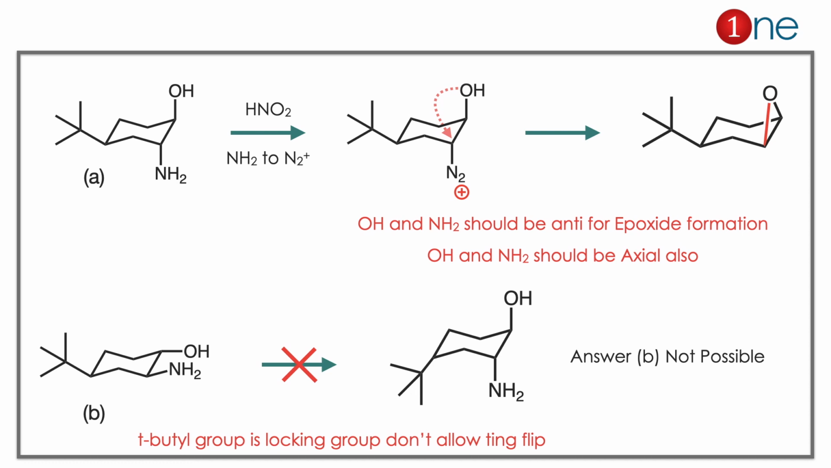Here you have to learn two important things. One is the locking group. Whenever you have a tertiary butyl group, it's called a locking group, it doesn't allow the structure to flip. The second thing is epoxide formation. For the epoxide formation, both groups should be anti. Here N2 plus and OH are anti as well as axial.